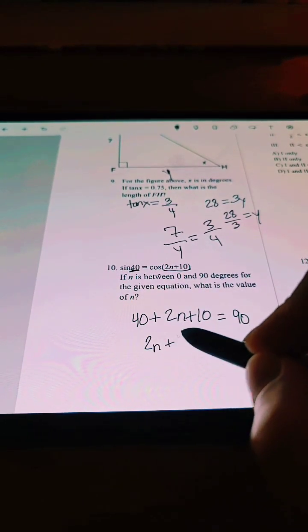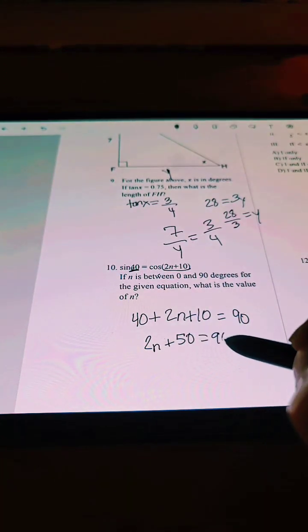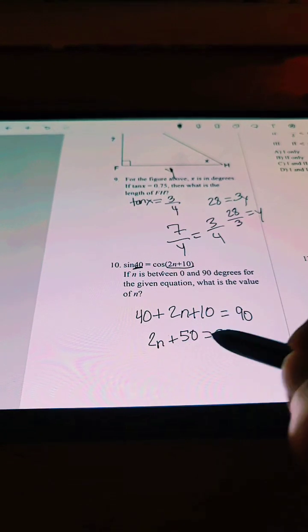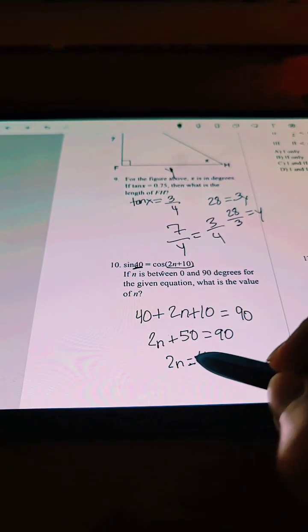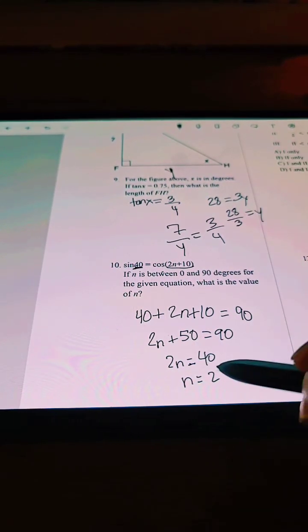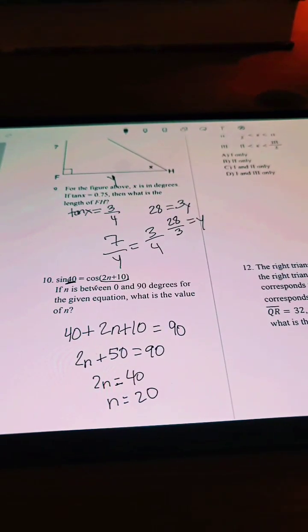So then 2n plus, and I'm going to combine 40 and 10, that's 50, and that equals 90. Remember, I'm solving for n, so I have to get it by itself, so I subtract 50 from each side. That's going to be 2n is equal to 40. Divide by 2 on each side to get n by itself, and we get n is equal to 20. So that's the answer, 20.